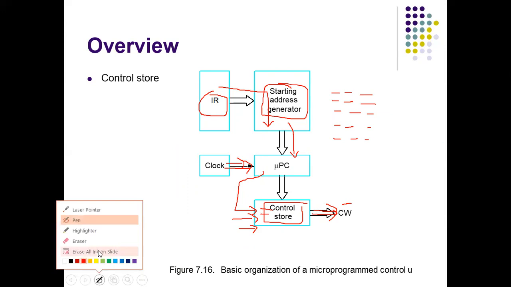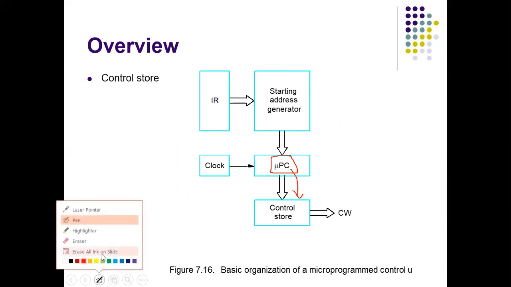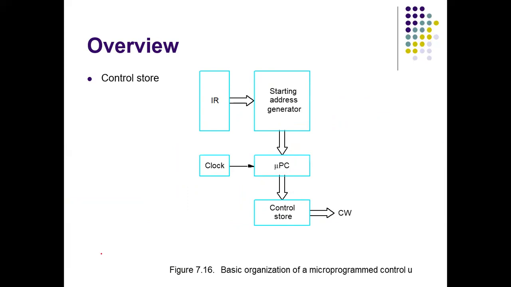You should remember one thing: the micro PC refers to the address of the control store. It does not refer to the address of main memory, whereas the PC, the program counter, refers to the address of main memory. So this is how micro-programmed instructions, or control signals, are generated by using micro-programmed control.